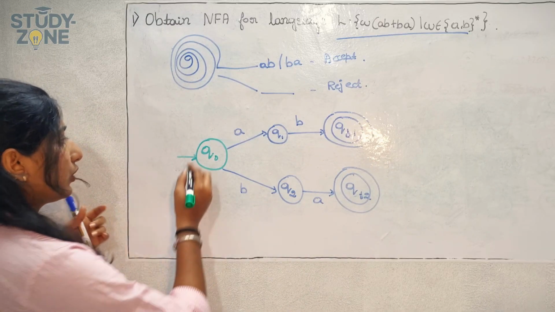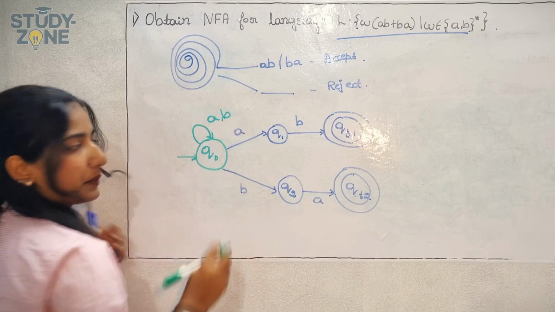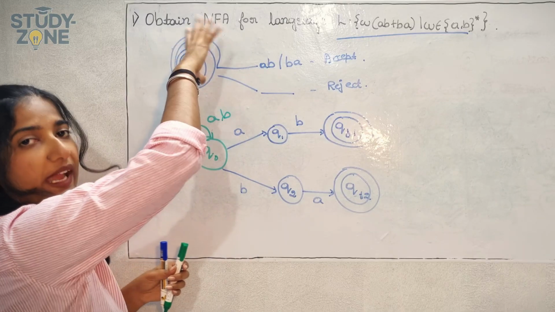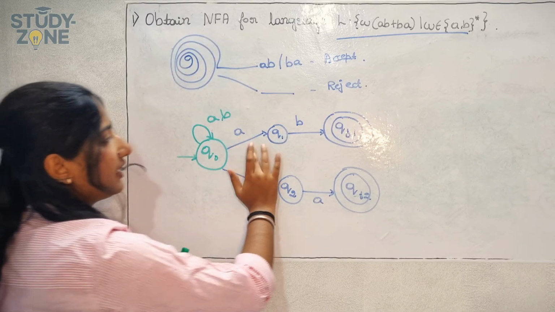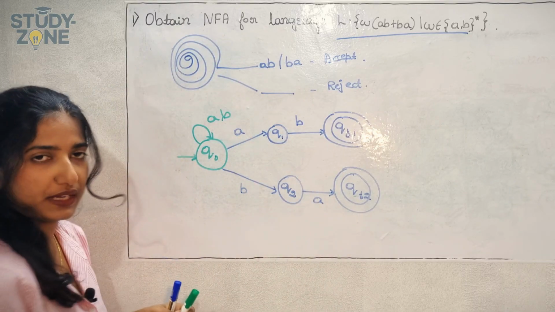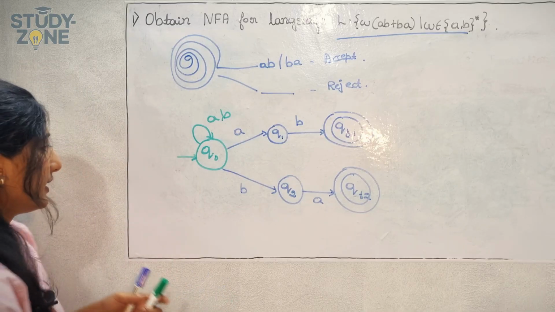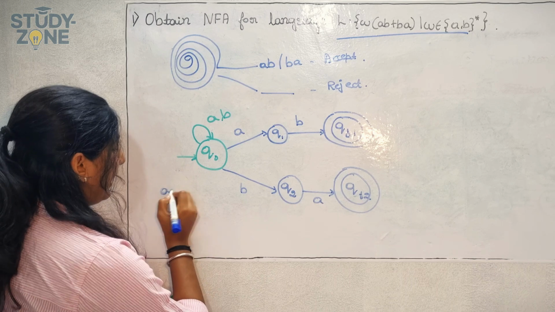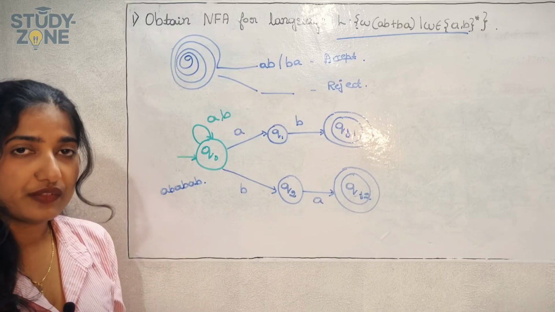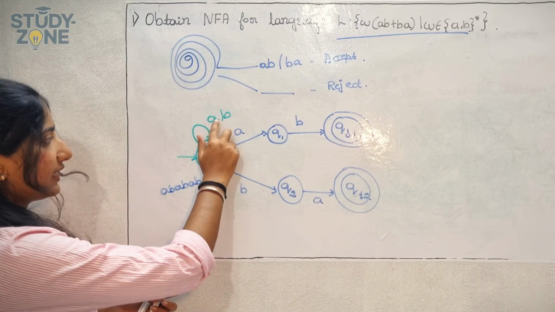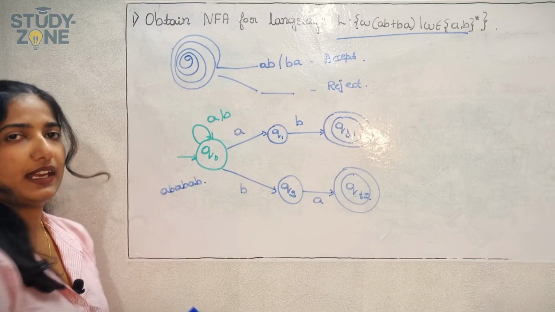Now this Q0 will have a, b, which means at the starting I can have any character, I can revolve on any character, but at the end I should have ab or ba. So many of you will get a question now. Let's take an example: I have ab, ab, ab. Now how will the machine work? Because in one case it can work like a, b, a, b, a, b.